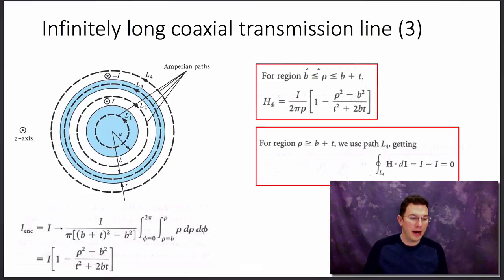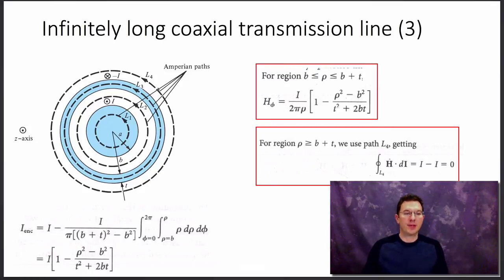It's I minus, again, here is our J. That all comes out of the integration here. And you're integrating from rho going from b, this distance there, all the way up to wherever rho happens to be, of ds, which is rho d phi. Again, you're getting a factor of rho squared over 2 from this integration, and you're going to get a factor of 2 pi. When you cancel everything out and add it up, that's what you get for I enclosed. Now you're in a position to solve for H phi.